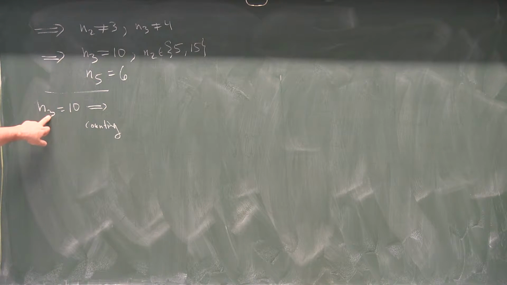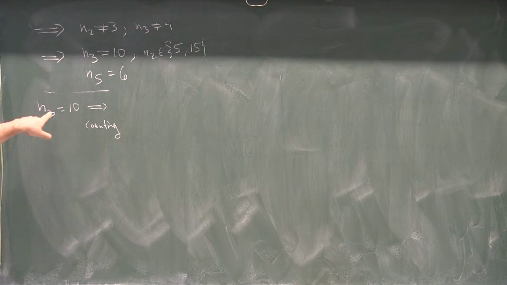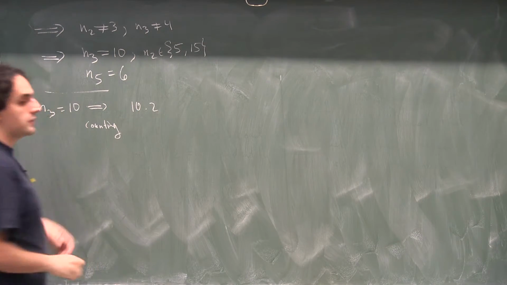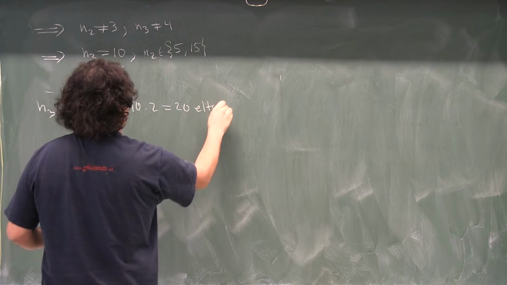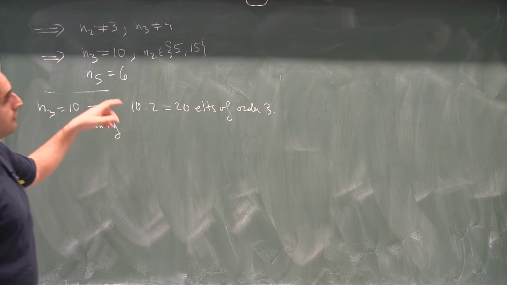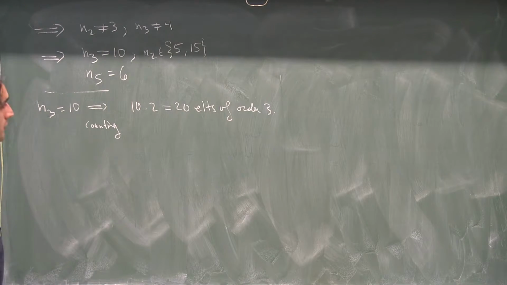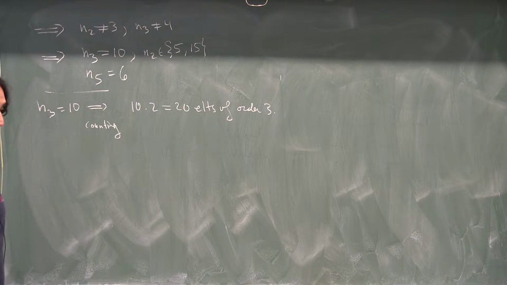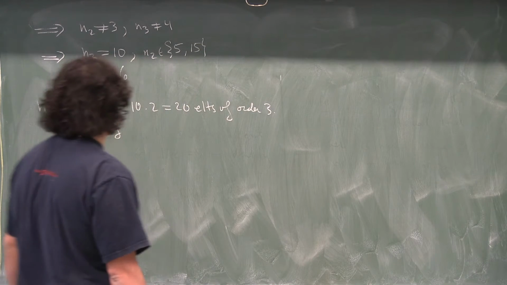Okay? So now n3 equals 10, we can do again the counting argument. 3 Sylows in a group of order 60. 3 squared does not divide 60, so they have prime order 3. So this implies I have 10 times 2 elements of order 3, 20 elements of order 3. Okay? So far I have 20 elements of order 3. I have 24 elements of order 5. This gives me 44 non-identity elements, with the identity 45.